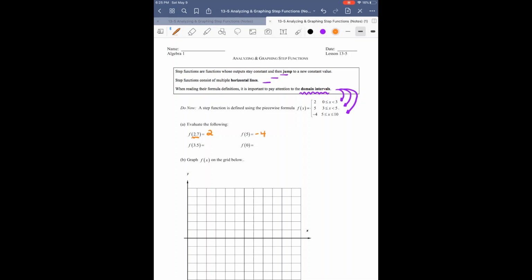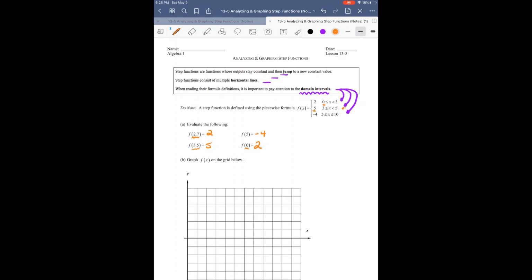Okay, and we're going to follow that same procedure for the next two problems. So I'm going to look in my domain. I'm going to look for 3.5. 3.5 is between 3 and 5. So the output is going to be 5. And for the last question, we're looking for x is 0. So I'm going to find the domain that includes 0, which is the top part here. So our output is going to be 2.